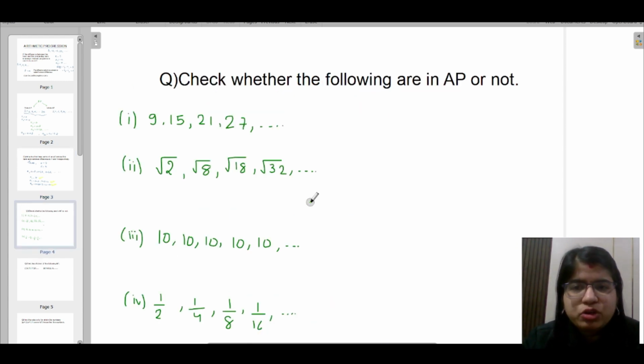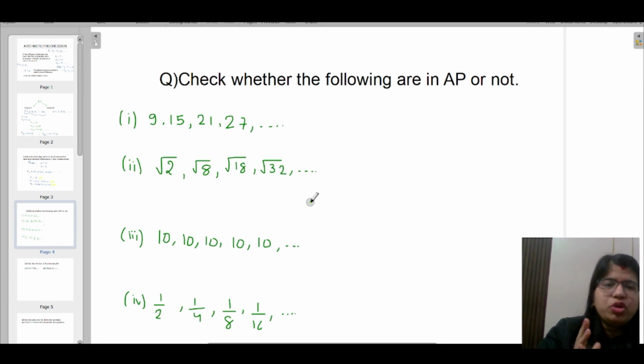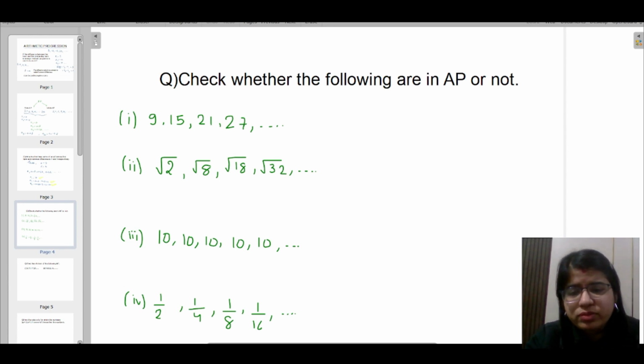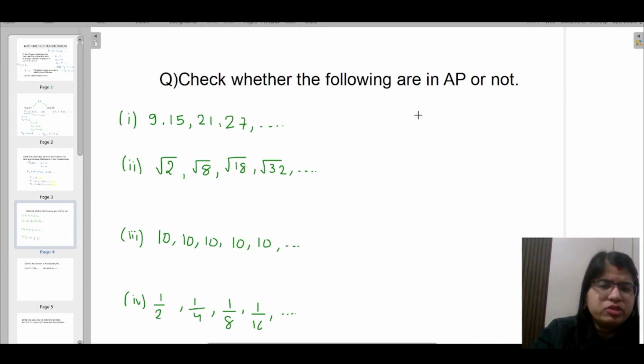Now students, see the second question. It is saying check whether the following are in AP or not. Here you have been given a series and you have to find whether it is in AP or not. Okay, so the first sequence is 9, 15, 21, 27 and so on. To find whether it's AP or not, what do we have to find? We have to find whether the common difference is constant or not. That is, the common difference should be fixed. It should be a fixed number. It can be positive, it can be 0, or it can be negative.